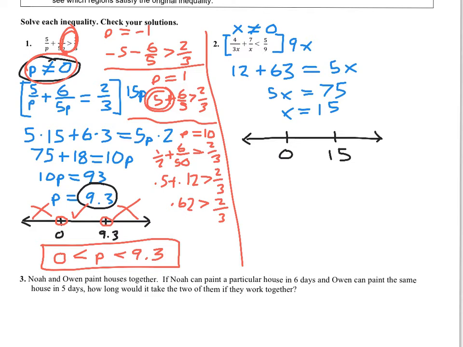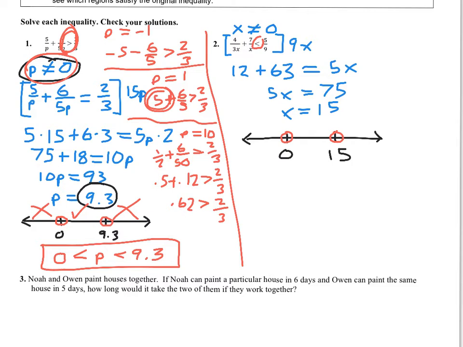We know we're not allowed to equal 0. So open circle on 0. We're also not allowed to equal 15 because the original problem said less than. It didn't say less than or equal to. So now we have 3 regions, and we just need to test one of the 3, and then I'll show you what to do after that.